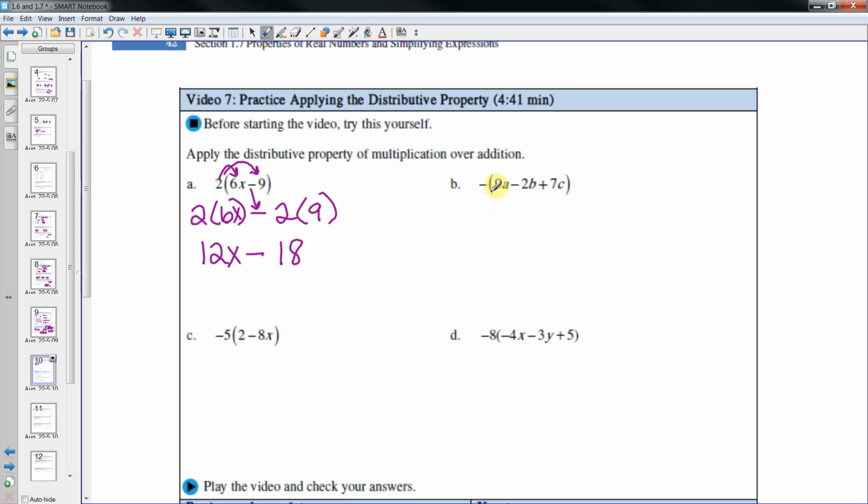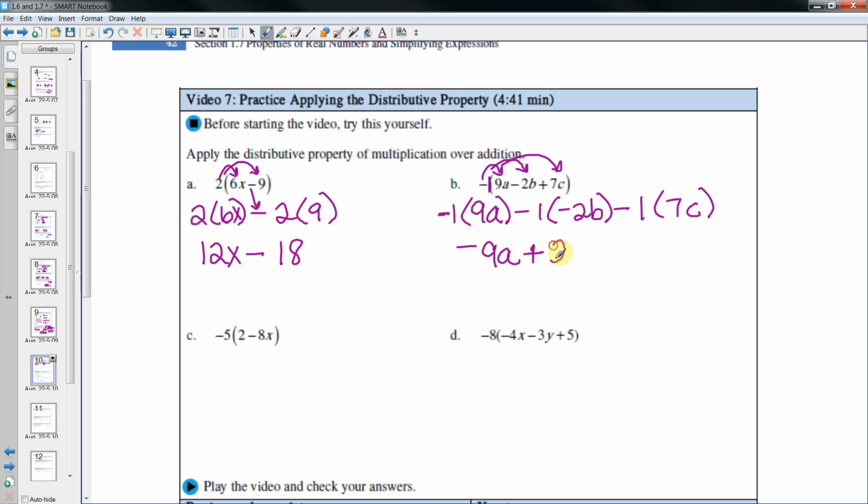Now this next one's interesting. I just have a negative. Well, if you just have a negative there, there's an imaginary 1 there. So I'm going to take negative 1 times each of these. So negative 1 times 9a minus 1 times a negative 2b minus 1 times a 7c. So that's going to be negative 9a. Negative times a negative makes us a plus 2b. Negative times a positive makes us a negative 7c. And if you'll notice, having a negative in front, all that happens is every sign changed from the original problem. The numbers didn't change because it was a 1.